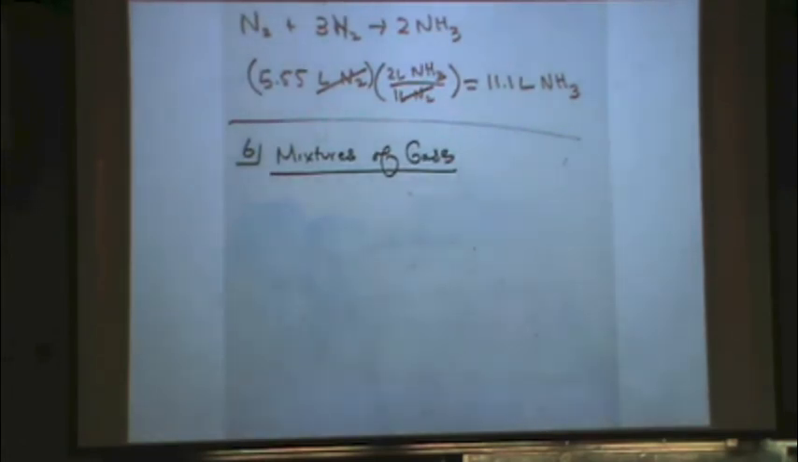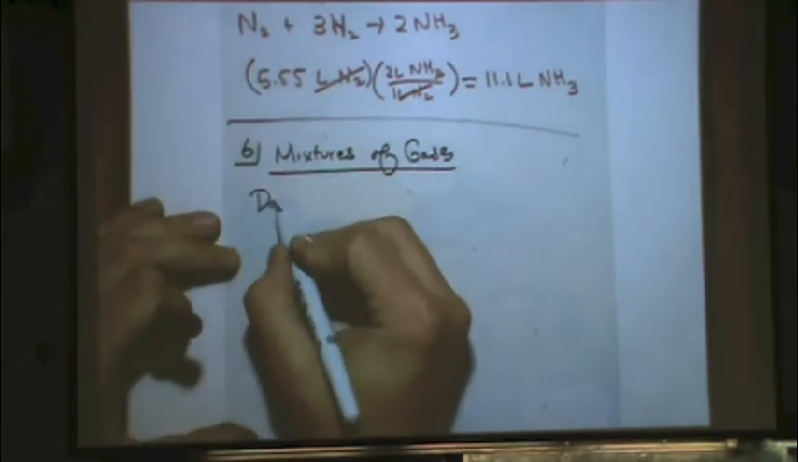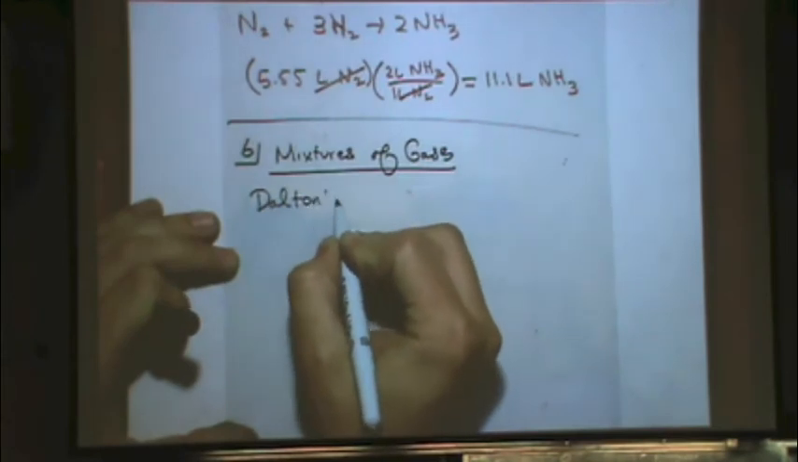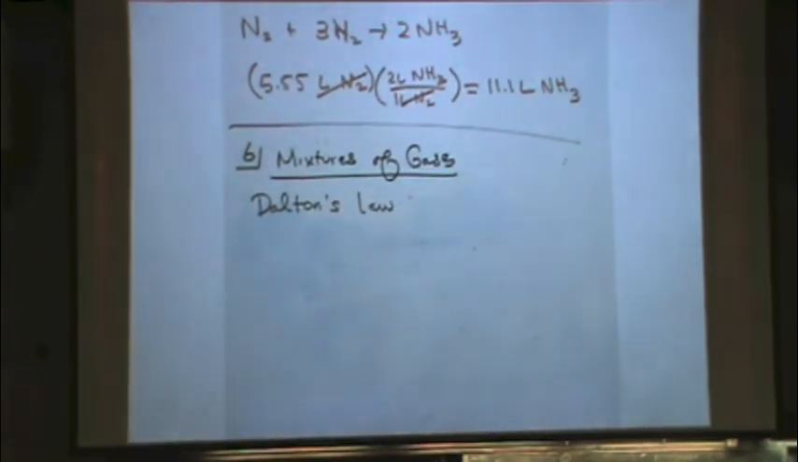Another law. Of course, we like laws. So the next law is called Dalton's Law. We'll slow down on this one a little bit. It's Dalton's Law of partial pressures. And this needs to come up whenever we have a mixture of gases.